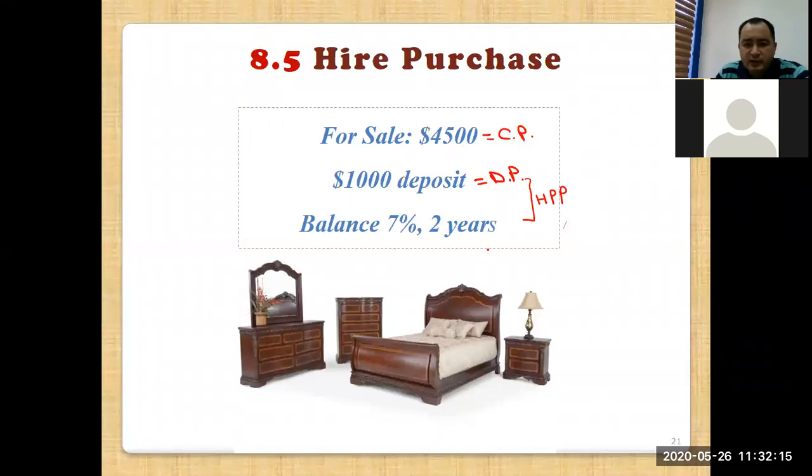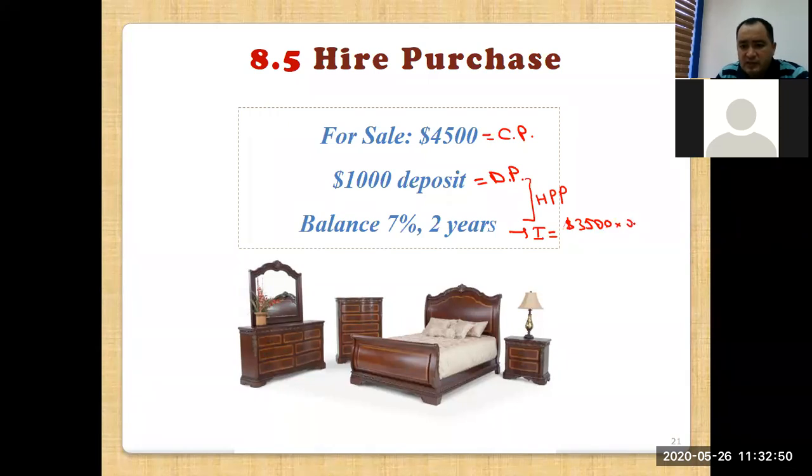It says balance 7%, 2 years. That means if you are buying on hire purchase, then you need to pay some amount extra, right? Because you're not paying cash. How much is that? 7%. You already paid this $1,000, right? It is 3,500 left. So this additional amount, let me write it here, I is equal to P. What is P? We have to pay 3,000. We were supposed to pay, and we cannot pay this because of this.